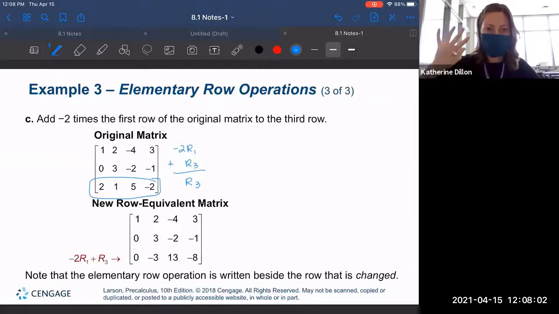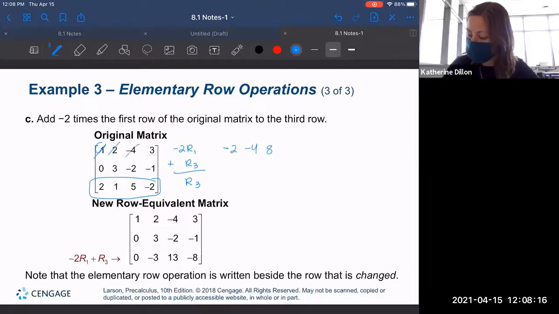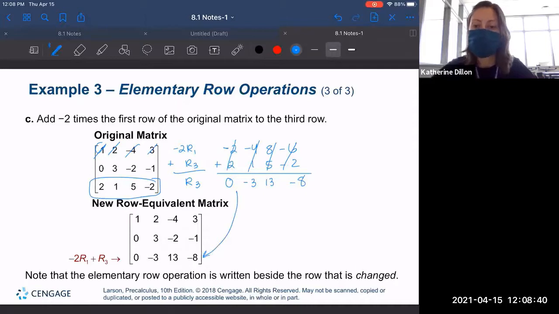So you'll see when we go through the examples, I'm going to do this work to the side, just like I did there. So I'm going to write -2 times row 1. So that would be -2, -4, +8, and then -6. And I would add row 3 as it is. I just add straight down. This becomes 0. This becomes -3. This becomes 13. This becomes -8. And I'm just going to write that in place of row 3.